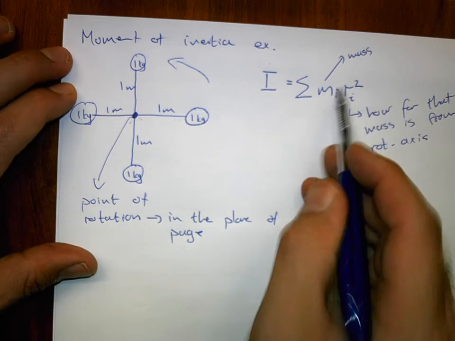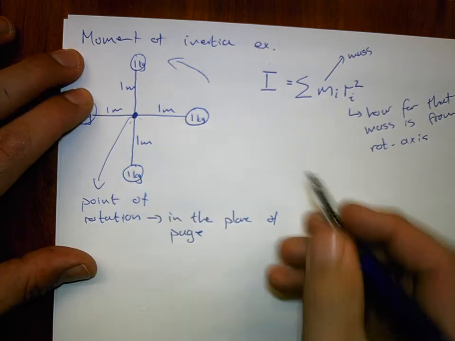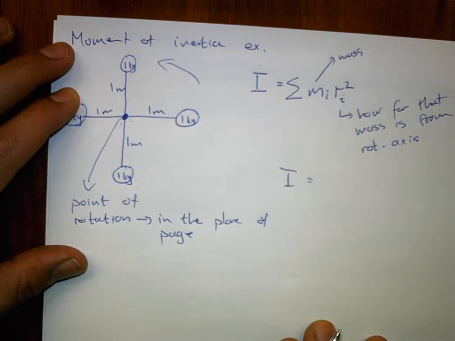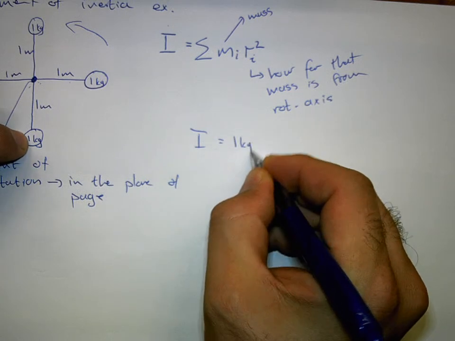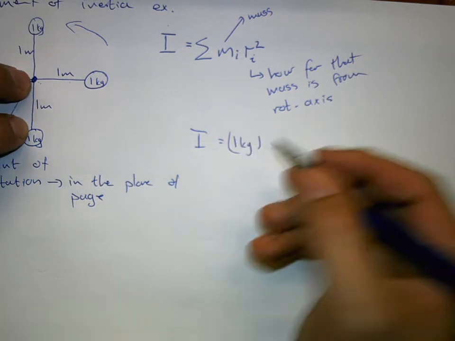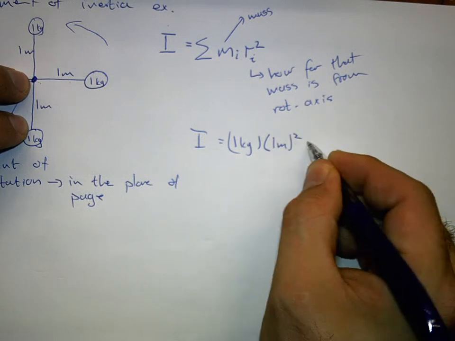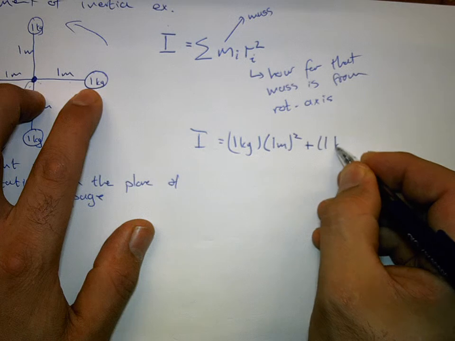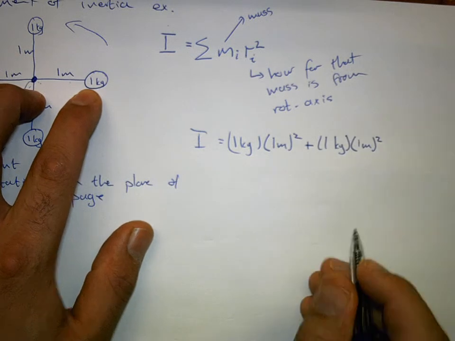We can calculate the sum. There are going to be 4 masses. Each one of them is 1 meter away. So this means the moment of inertia is mass 1, we can take as 1 kilogram. It's 1 meter away from the axis of rotation. Plus, same for the second one, 1 kilogram being 1 meter away squared.